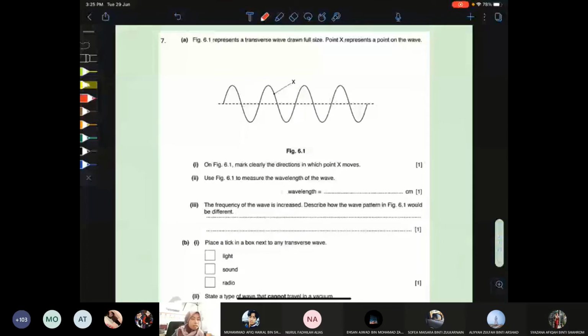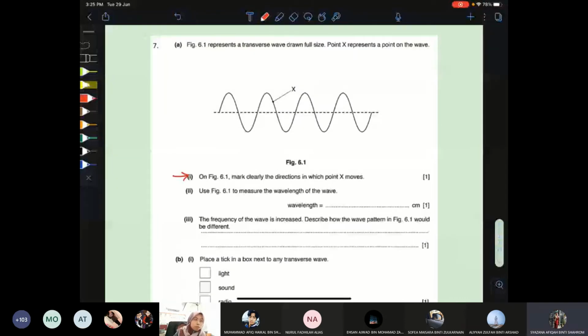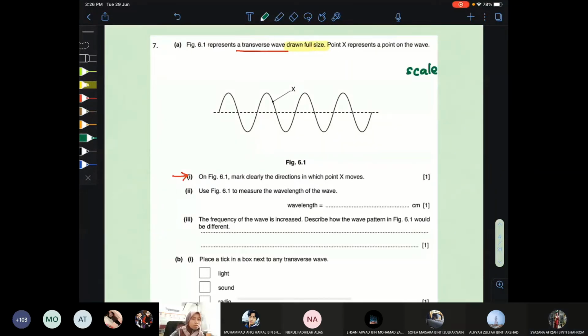Now kita nak buat soalan satu. Okay, kita nak tengok figure 6.1 represents a transverse wave. So this is a transverse wave. And then dia kata kat sini drawn full size, so maksudnya it is according to scale. Now, first question: on figure 6.1, mark clearly directions point X moves.